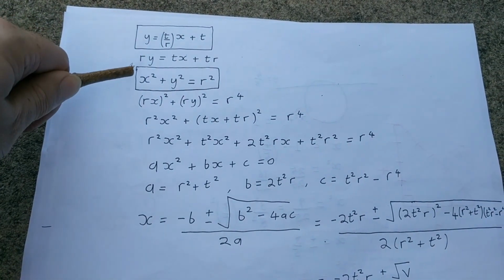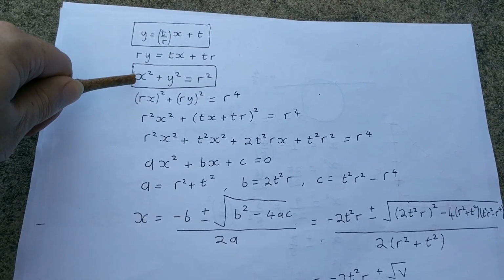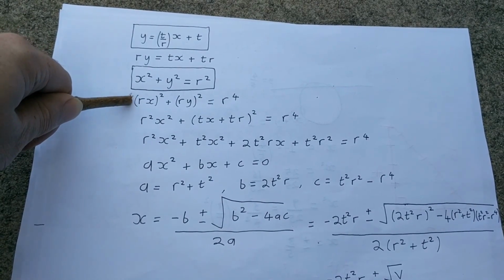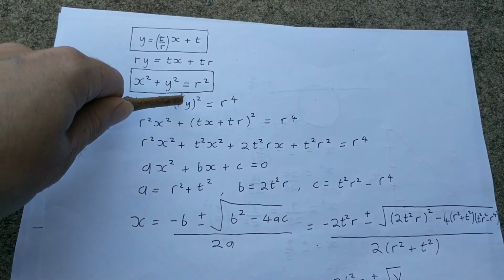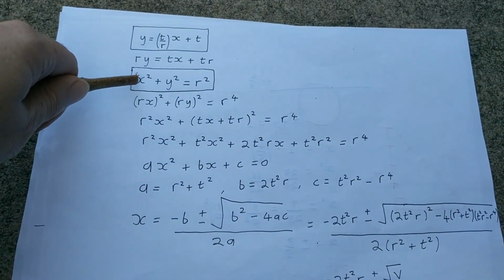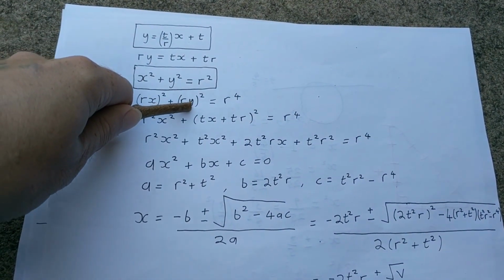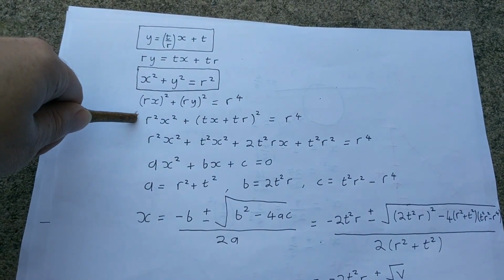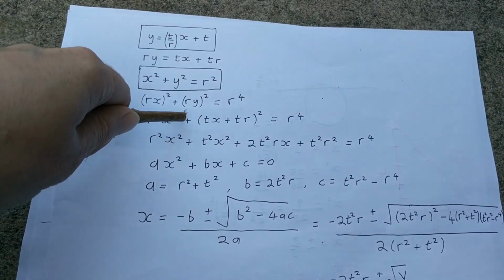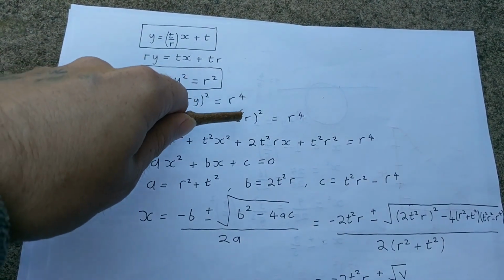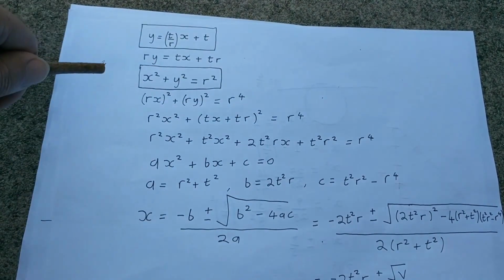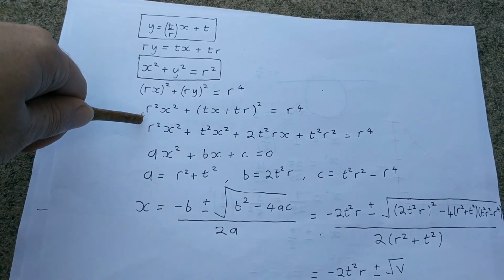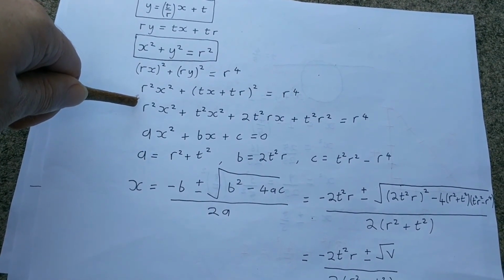There's the equation for the circle. We'll multiply this by r squared, so we can write it as (r x) squared plus (r y) squared equals r to the power of 4. Now we see we've got an r y there, and we have an expression for r y here, so we'll substitute that in. We get this equation: r squared x squared plus (t x plus t r) squared equals r to the power of 4. And we can rearrange this into a quadratic equation in x, and we can solve it.